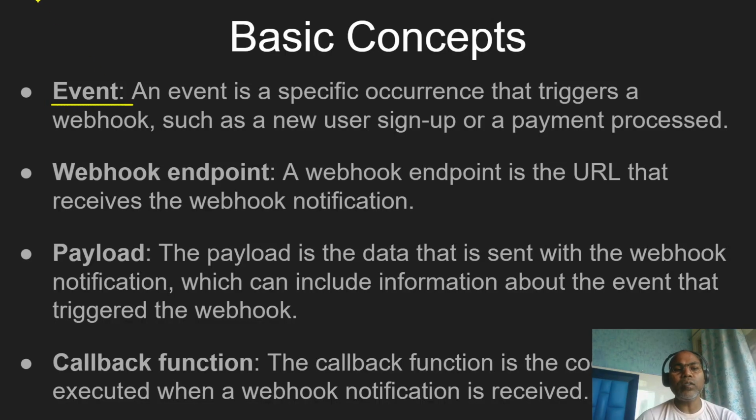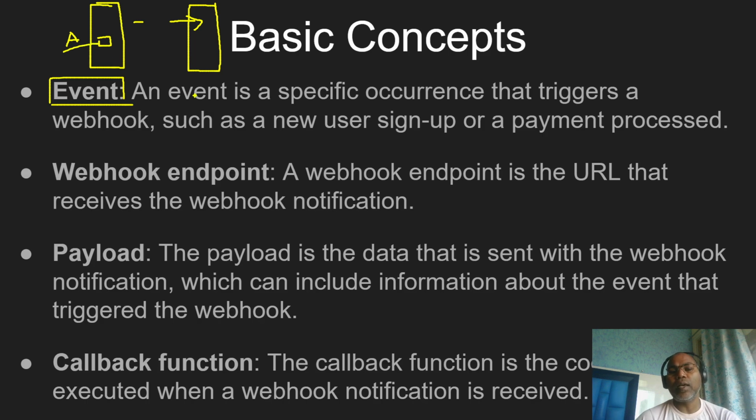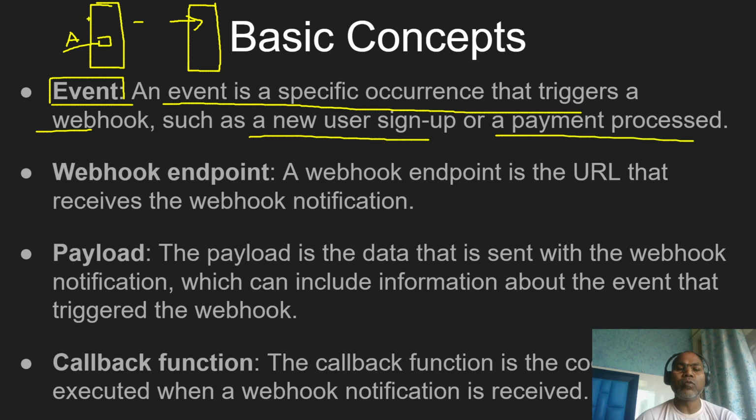One is the event. Let's say there is a particular API, a particular function that needs to be called from system A. But system A calls it when a particular event happens, that is, whenever some state change happens in machine B. An event is a specific occurrence that triggers a webhook, such as a new sign-up or payment request, or something like that. In this scenario, they are going to call this method.